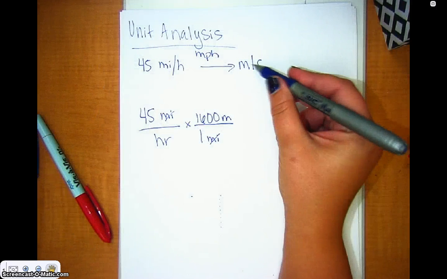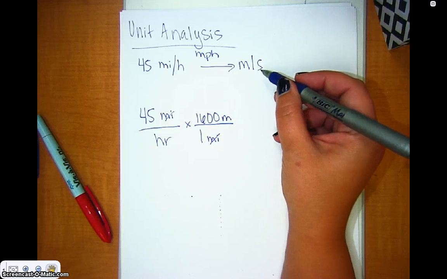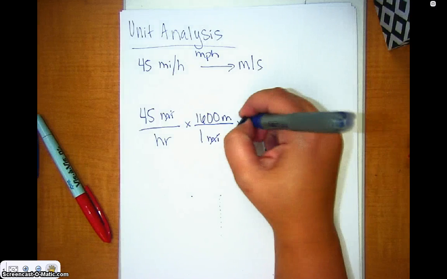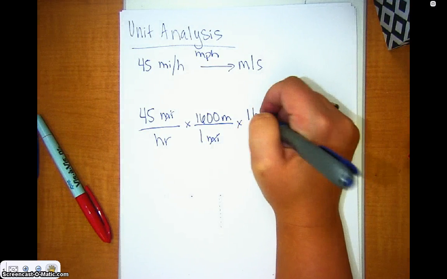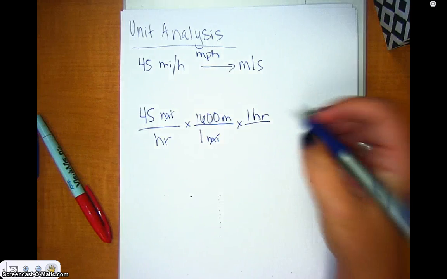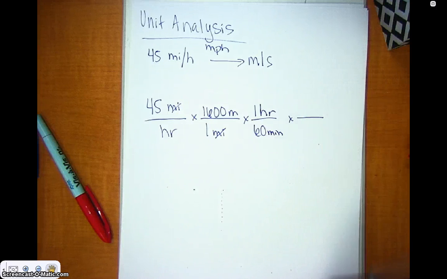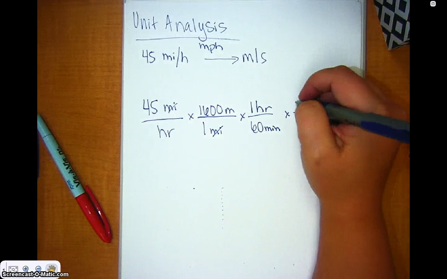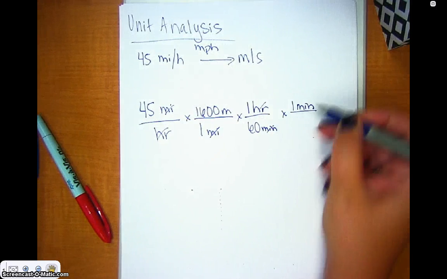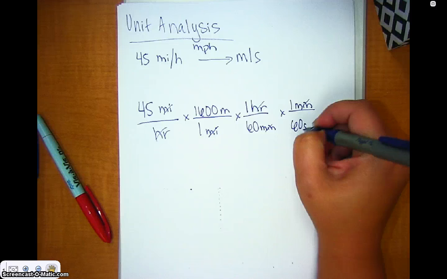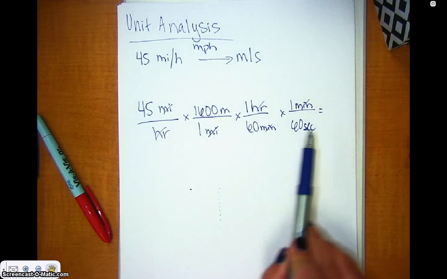I want it to be in meters, but I still need to get the bottom to be in seconds. So I can start by going from hours to minutes first. And since I want the 1 hour to cancel, I need to have 1 hour on top here. On the bottom, I would have 60 minutes. And then I want the minutes to cancel, and so I want to go to seconds. So I put 1 minute on top to get my minutes here to cancel, and I put 60 seconds on the bottom. All right, so I will end up with meters over seconds.